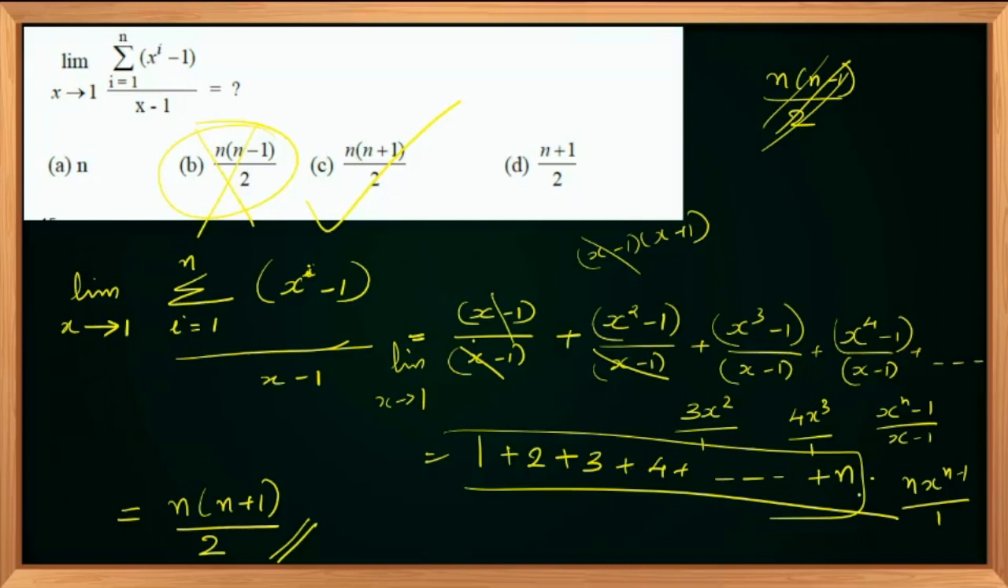1 plus 2 plus 3, and so on until n, right? So that is actually n into n plus 1 by 2. Sum of first n counting numbers, n into n plus 1 by 2. Okay, so that is the answer for this one.